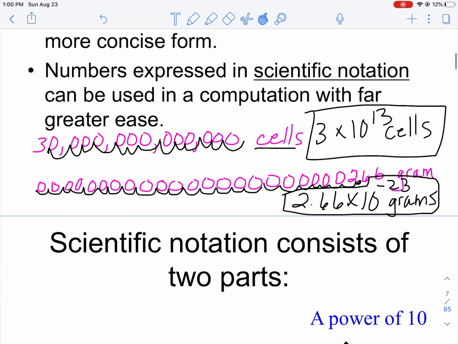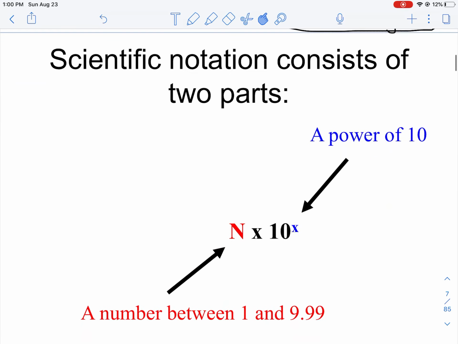All right, moving on. So this is describing what it consists of. And we see that, of course, this is going to be our coefficient n, right? And then the exponent is a power of 10.